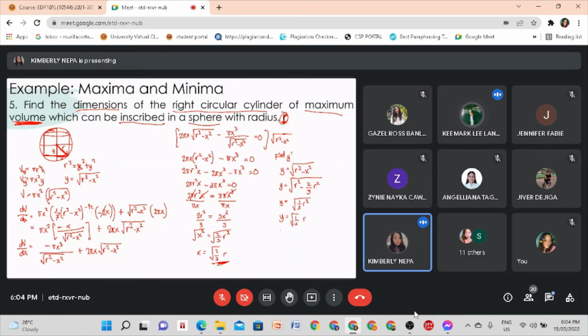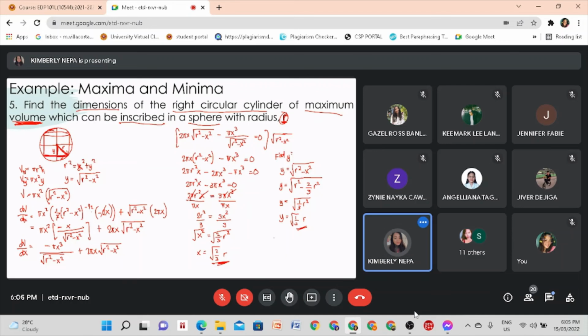Okay, for this one, this is just the length of the half, right? Y or x is only half of the length, but what we need to find is the dimension of the right circular cylinder. So I need to multiply by 2, right, to get the dimension. Correct?